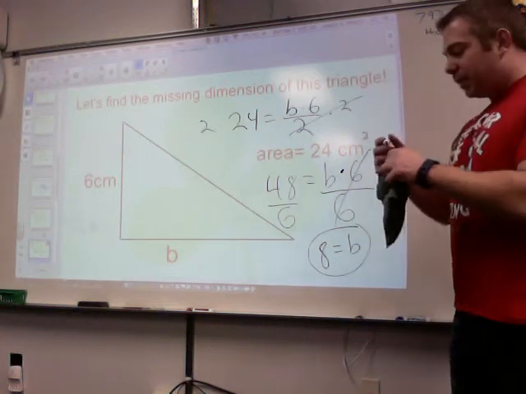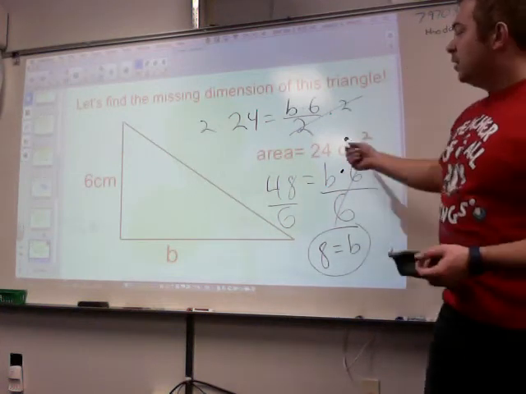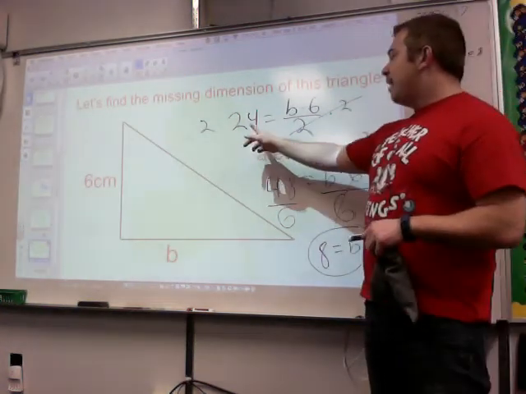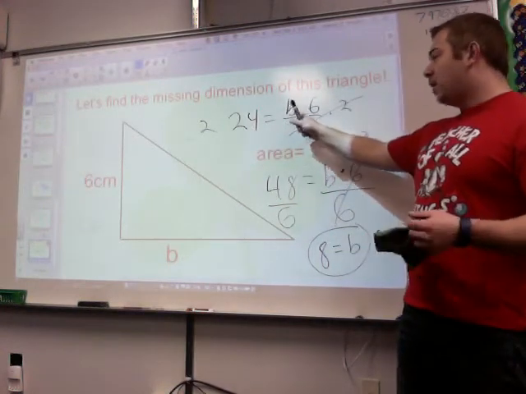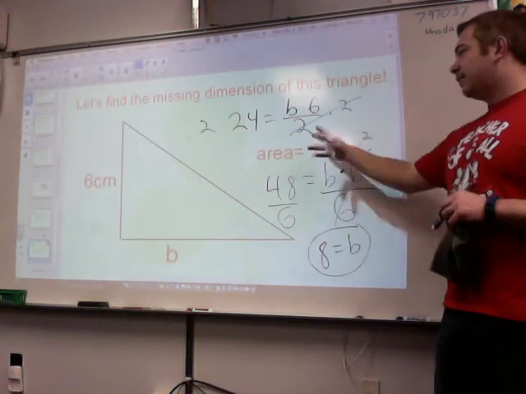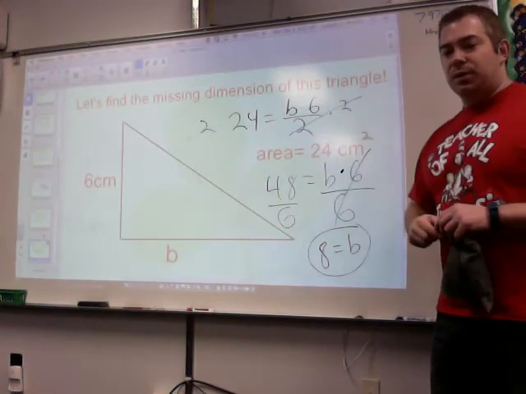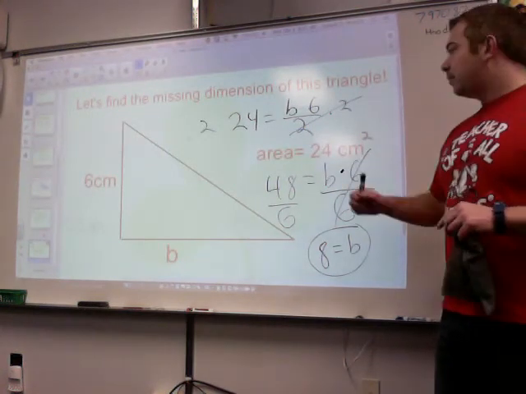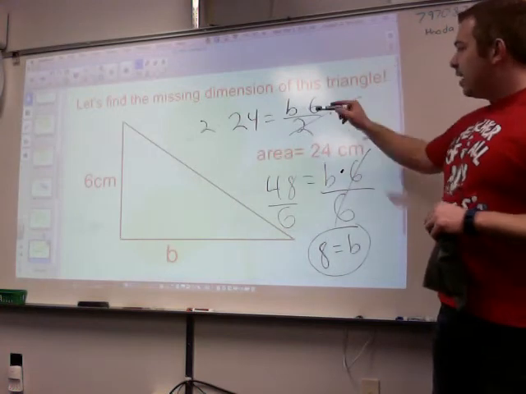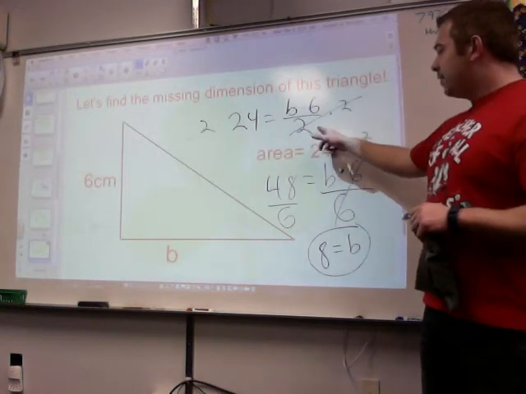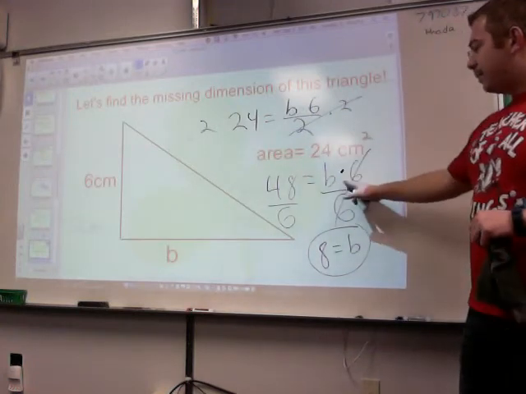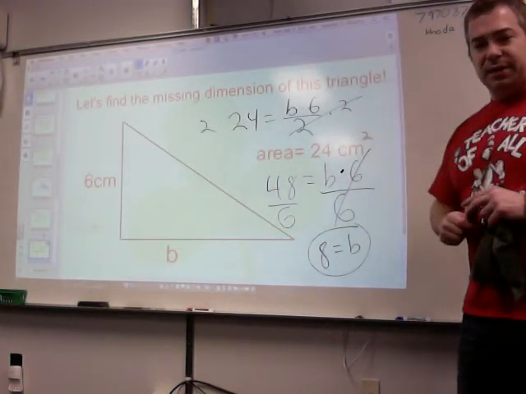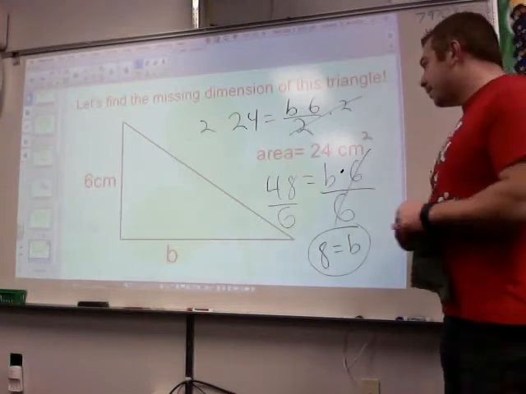So once again, the steps for finding this: you set up your equation. We have 24, which was our area, equal to the base, which we didn't know, times the height, which was 6, divided by 2. We have to go back to our little bit of algebra unit to get the variable by itself. If you divide by 2, you multiply by 2 on both sides. And if you multiply by 6, you divide by 6 on both sides. It's a two-step equation, and there we go.